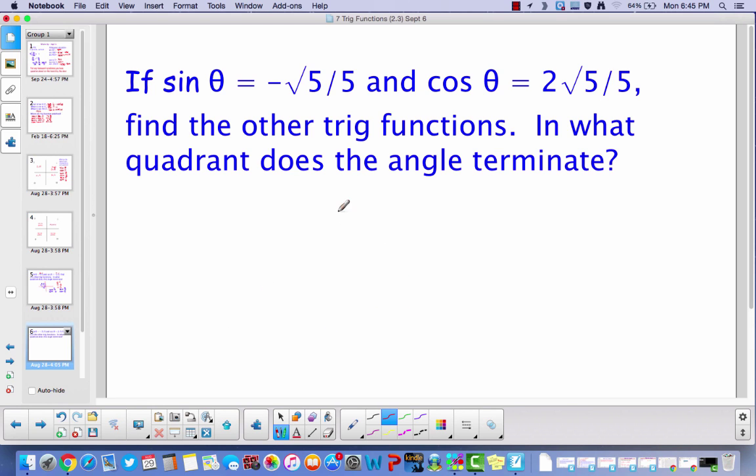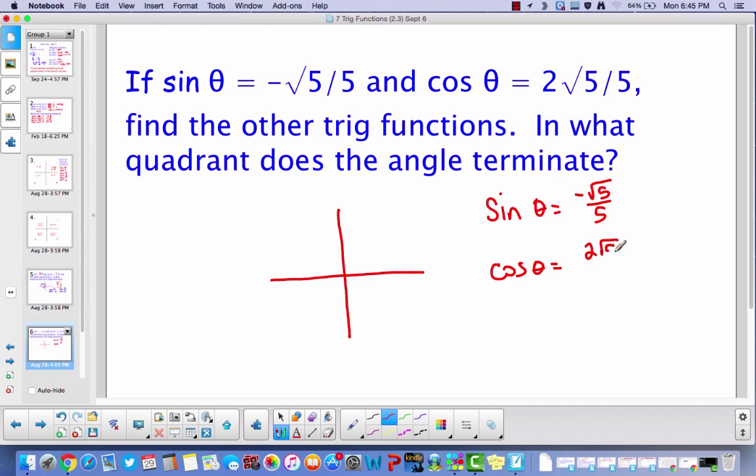All right, so let's try this again here. So you have the sine of theta equals -√5 over 5. You have the cosine of theta equals 2√5 over 5. Remember, this is my x, this is my y, this is my r. Would you find the other 4 trig functions?